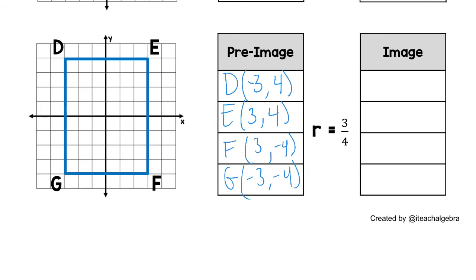All right, our dilation coefficient, again, is less than 1, so this image will be smaller. So we'll multiply the x and the y value of each point by 3 over 4.